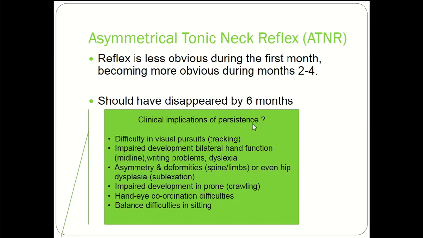If it is still persistent, then there will be difficulty in visual pursuits and tracking of visual movements, impaired development of bilateral hand function in the midline, writing problems, and the child may have dyslexia. Asymmetry and deformity of the spine and limbs may happen, or even hip dysplasia and subluxation. There is impaired development in prone, crawling will be affected, hand-to-eye coordination difficulties, and balance difficulties in sitting.